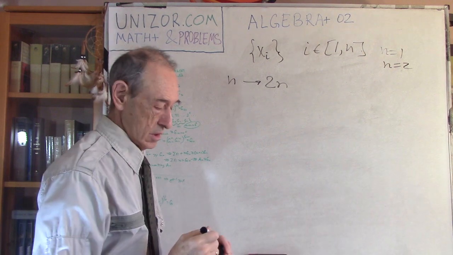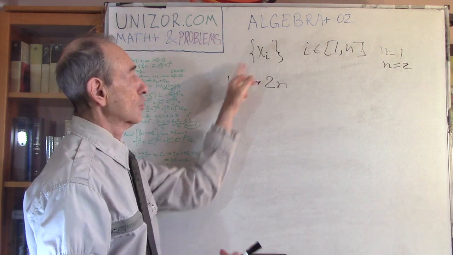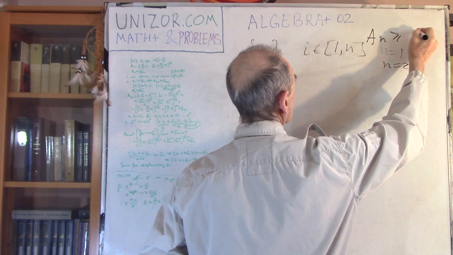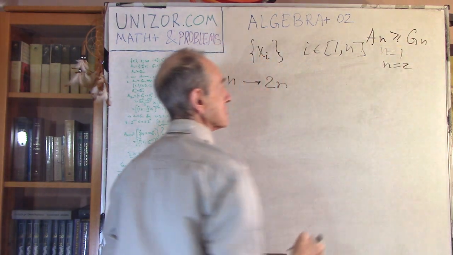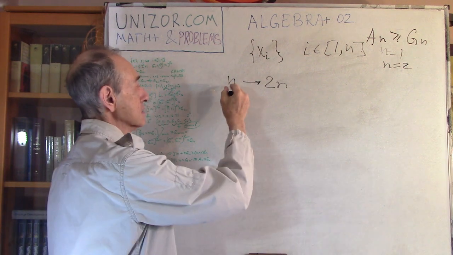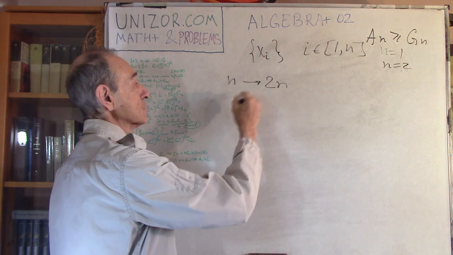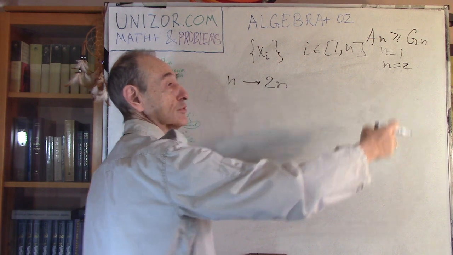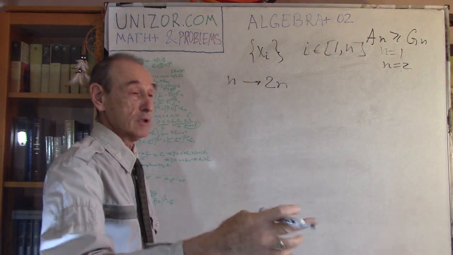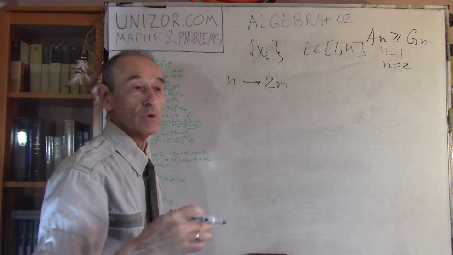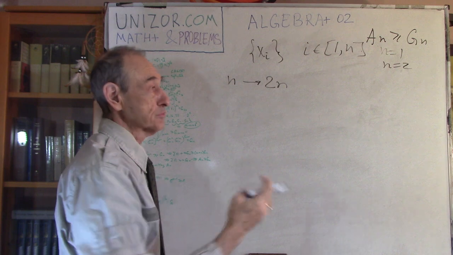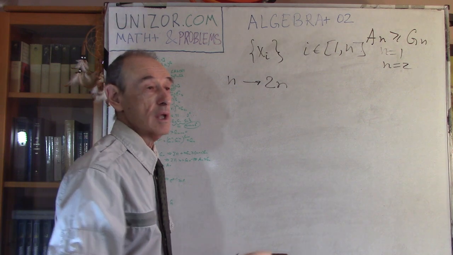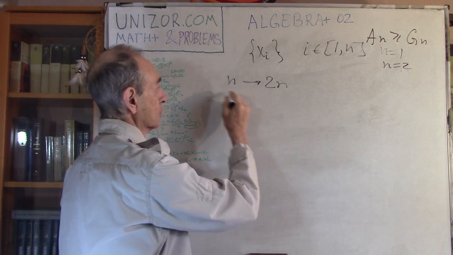So I assume that for n it's true, the An greater than or equal to Gn: the arithmetic average of n numbers is greater than or equal to the geometric average. Then I will prove that for 2n it is also true. What will it give me? From 2 I can go to 4, from 4 to 8, from 8 to 16, from 16 to 32, etc. Only powers of 2. Only if n is a power of 2, that would be the proof. So that's not a complete proof, that would be a continuation. But the first thing I would like to prove is this one.